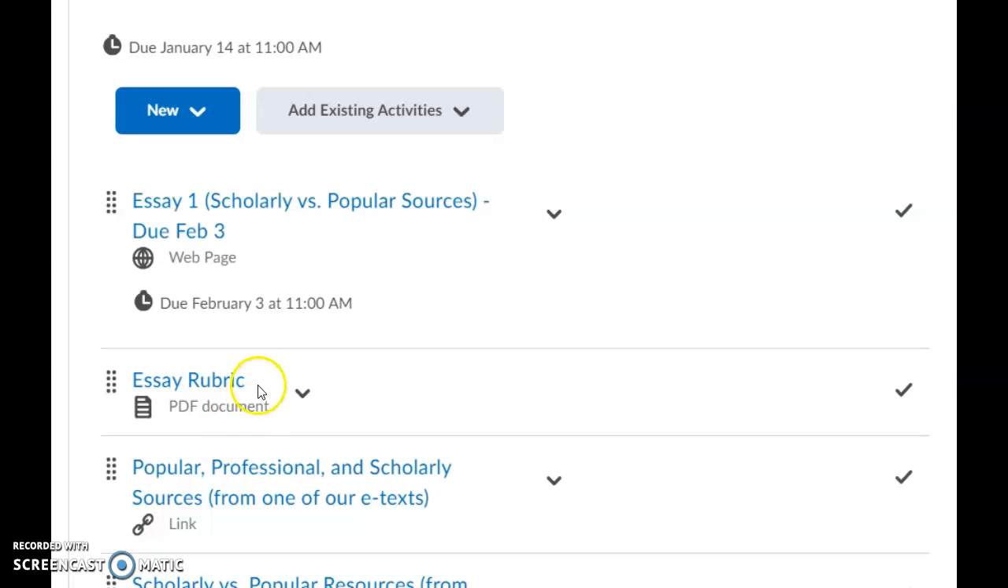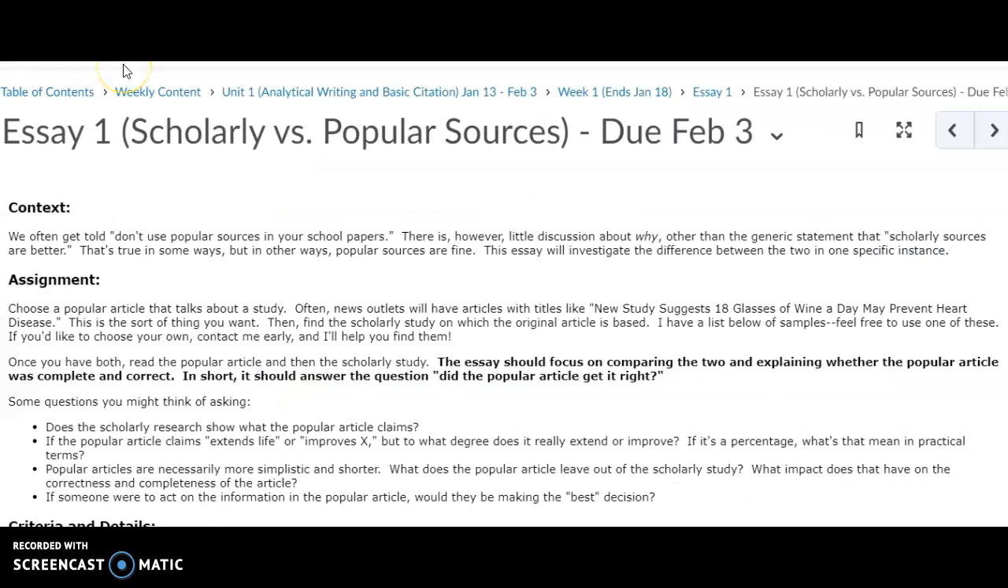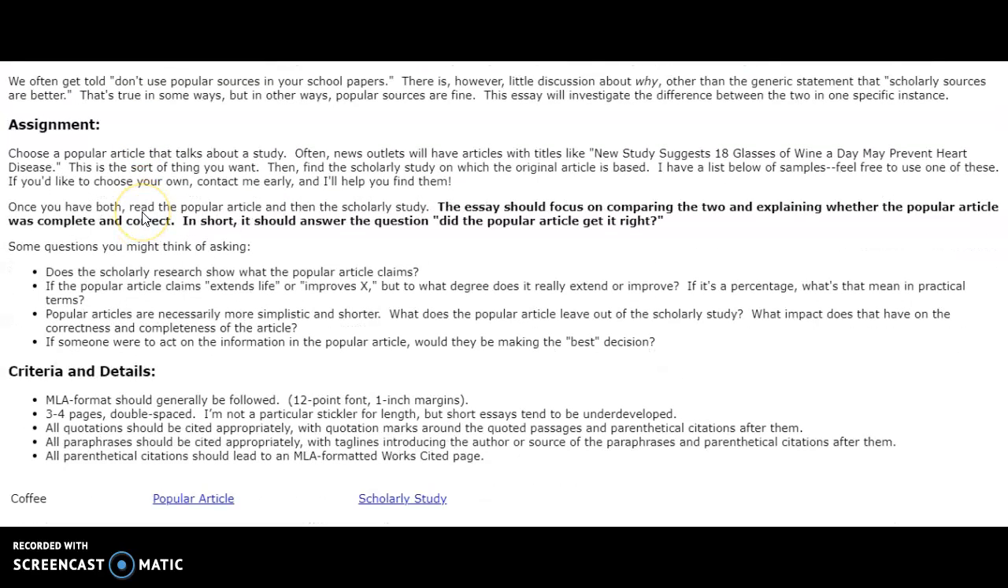All right, let's take a look at Essay 1. So the first thing I want to note is that you get essay assignments at the beginning of each unit. They are not due till the end of that unit, typically, okay? So this essay is due on February 3rd. However, we're going to work on it for 3 weeks, which is why, of course, you guys are getting the assignment right now.